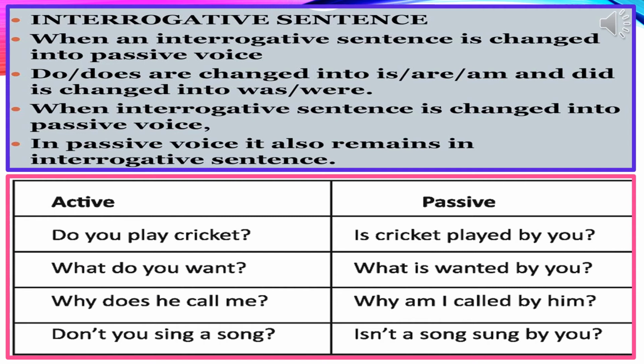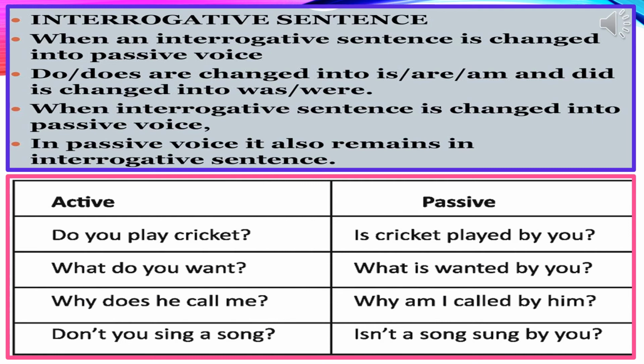Here you can see how interrogative sentences or question type sentences are changing in passive voice. When an interrogative sentence is changed into passive voice, do or does are changed into is or are or am, and did is changed into was or were. And in passive voice, it also remains in interrogative form only. That means if you are converting a question into passive voice, it should remain as a question after converting also.